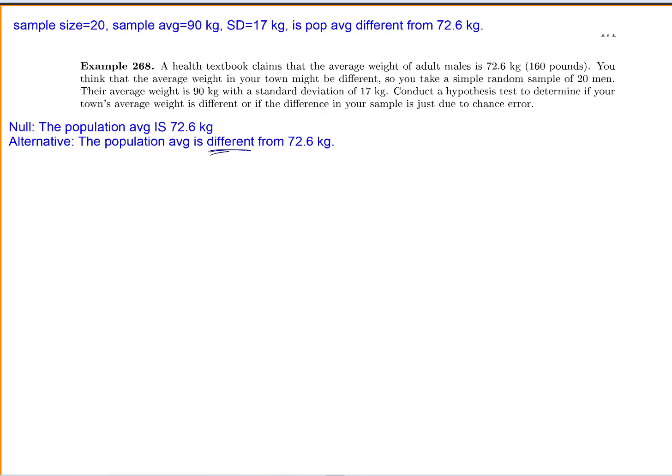Notice "different from" means that when we go to choose which way to shade, we're going to have to shade both directions. This is going to be a two-tailed test, because we're going to have to shade both ways. Okay, preliminary work. Your observed average is just equal to your sample average, so 90 kilograms.